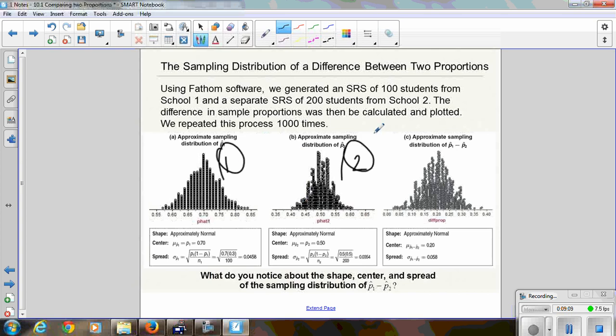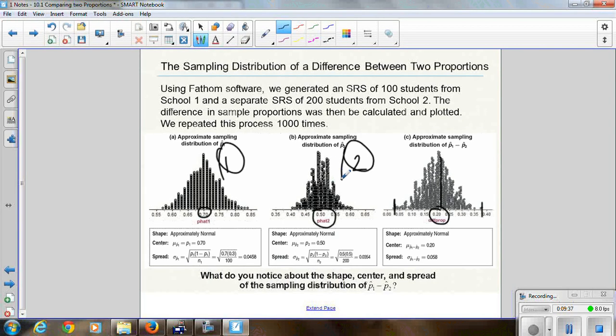So now if I subtract them, I would expect that the difference in the means should be 20%. And so that is where the new distribution is centered. What might surprise you, though, is that the spread actually increases. So now my spread is going from about 2.5% to almost 38%. So we've got a really big spread here, bigger than the other two.